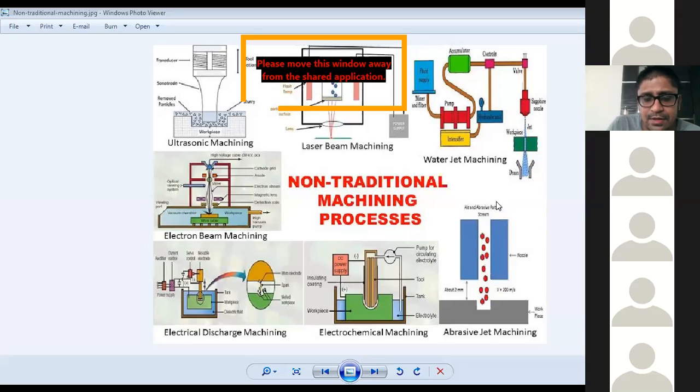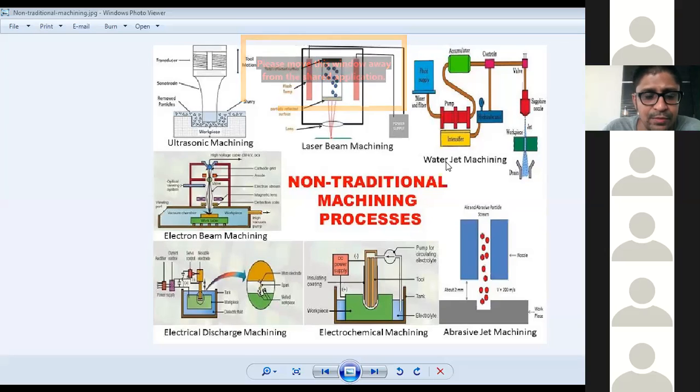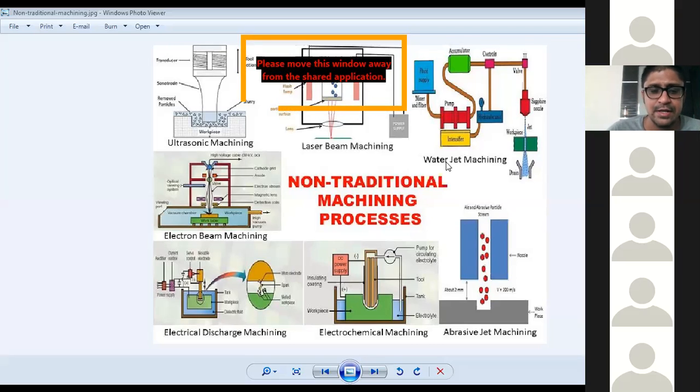Now on what basis will I decide? You have two options: laser or ultrasonic, right? Yes, sir. For ultrasonic, I have told you that the MRR is very low, because whatever the tool you have, only that amount of region you will be able to machine at a time. So MRR is very slow. And also you have to maintain the slurry, and you have to circulate it constantly. That will make the process a little bit tedious.